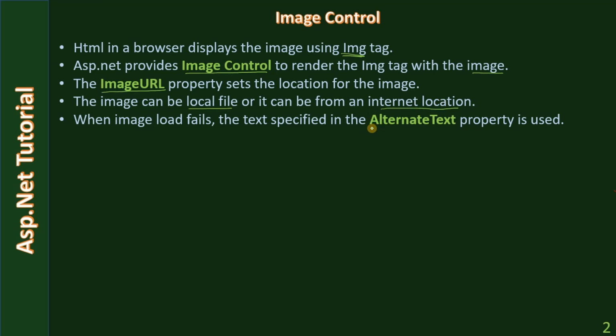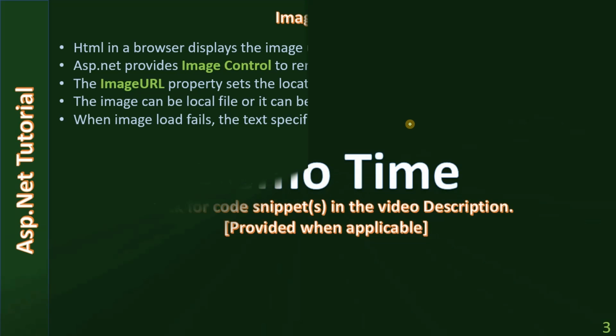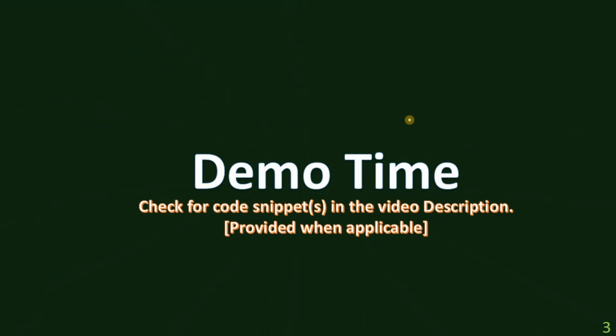You can make use of the AlternateText property. When the image load fails, the alternate text will be displayed in the placeholder. When the user hovers the mouse, they can see whatever you set in the alternate text. Now let's go to the demo.